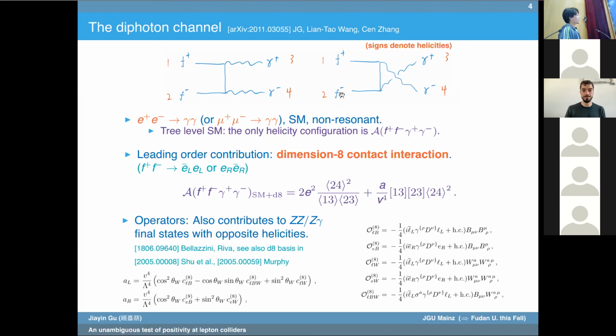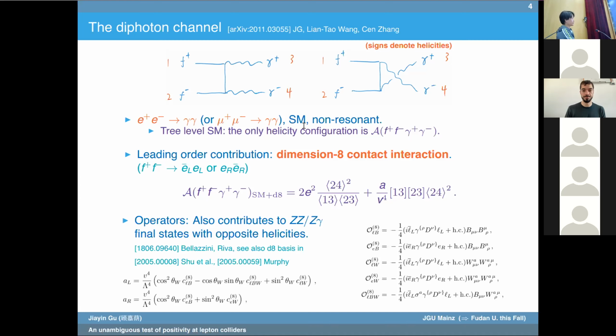So one remarkable feature of this process is that if we ignore the mass of the electron, then in the standard model at tree level, the only possible helicity configuration is the following. So only this exists in the standard model, where the sign here denotes helicity. So the 2 electrons and the 2 photons both have opposite helicities. And for this helicity configuration, the leading order contribution can only come from the dimension 8 contact interaction.